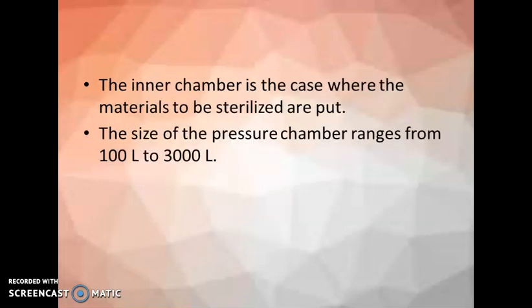The inner chamber is where the materials to be sterilized are put. So here we put the materials for sterilization within the inner chamber. The size of the pressure chamber ranges from 100 liters to 3000 liters.